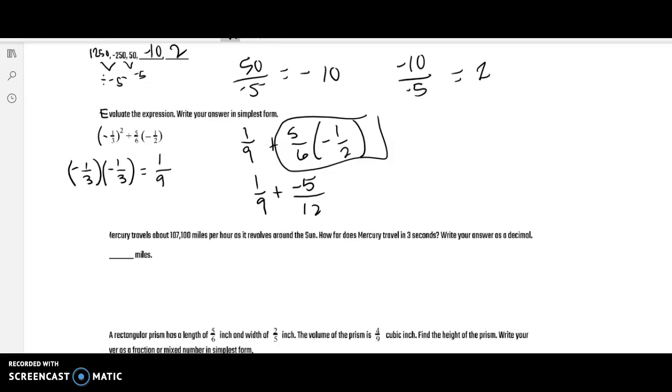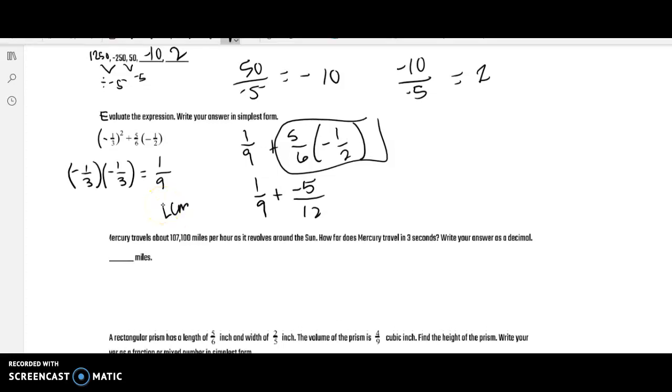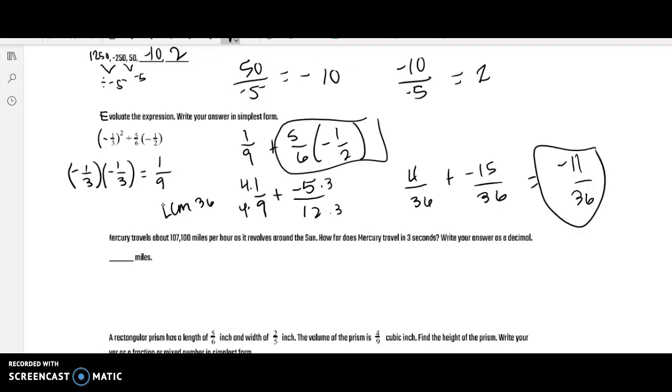And I have to add these together, but you need to find common denominators. So we need to find our LCM. Our LCM is 36. So we have multiply by 4 on this side, 3 on this side. So we have 4/36 plus -15/36. And we're going to subtract, and we get -11 over 36, and that will be our answer.